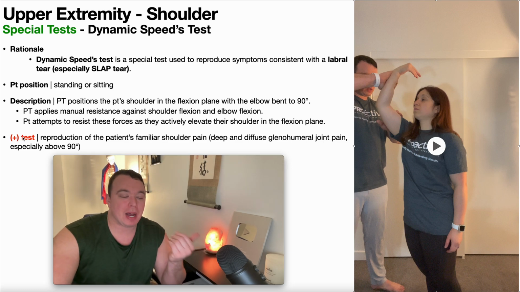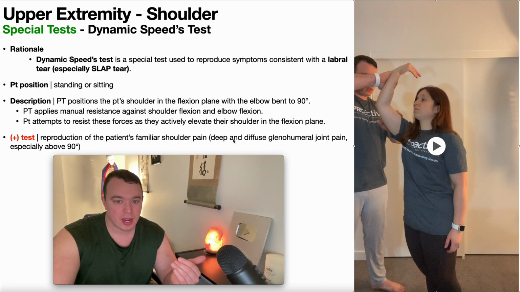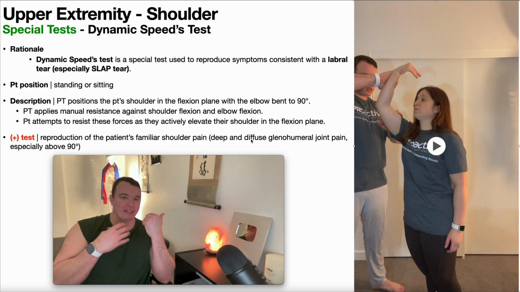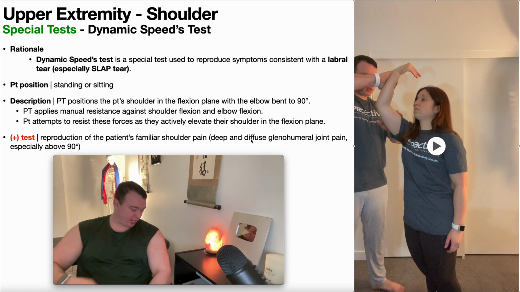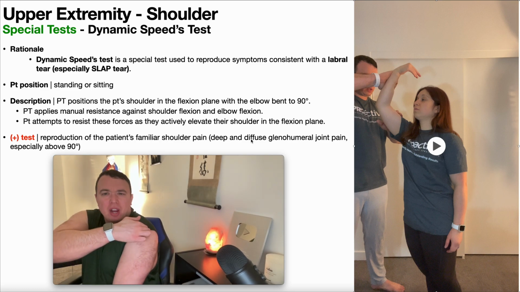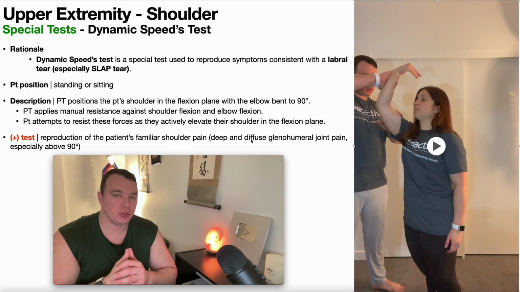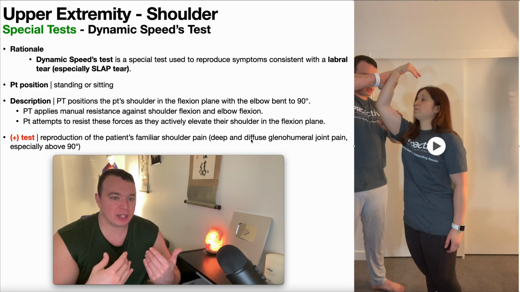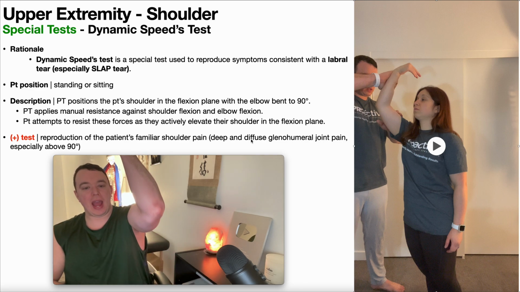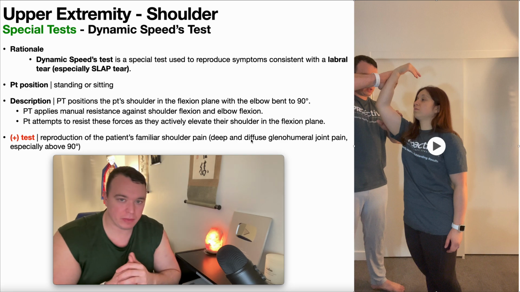So that being said, a positive dynamic speeds test is going to be indicated by reproduction of the patient's familiar shoulder pain. And as with these other labral tear type tests, the pain is normally going to be described by the patient as being deep in the shoulder joint. It's going to be diffuse in there, meaning that it's difficult to localize the exact position. It's not like a supraspinatus tear where they've got it right on the insertion of the supraspinatus. Okay, it's more diffuse within the glenohumeral joint. And for a lot of these higher level patients, particularly athletes, they're going to describe that pain at or above the 90-degree mark of shoulder flexion.